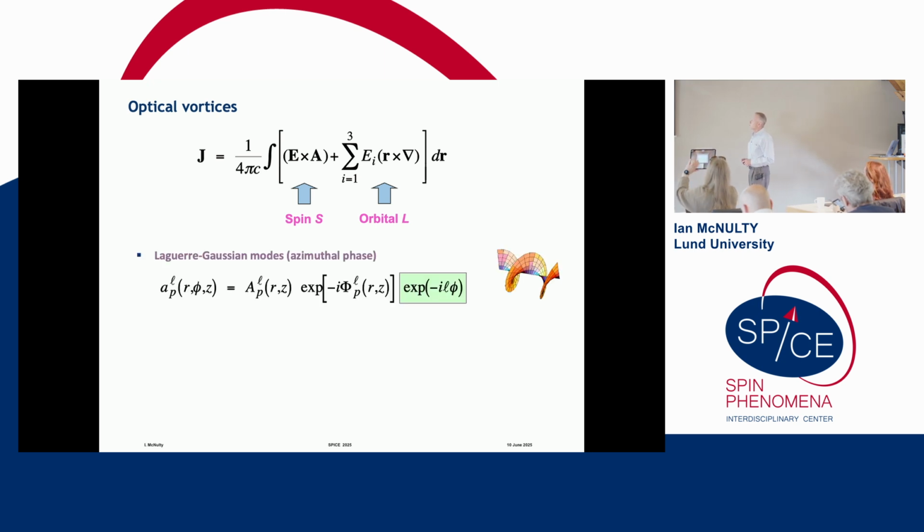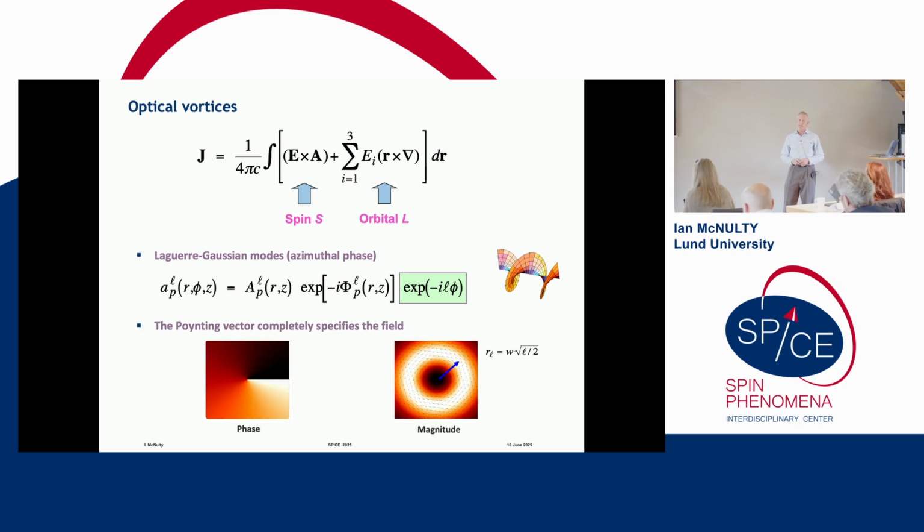So one of the natural solutions to the Helmholtz equation, the source-free wave equation, are these so-called Laguerre-Gaussian modes, which have a very characteristic azimuthal phase highlighted here, where in addition to this radial term and an amplitude term, this characteristic helical term defines this mode. The Poynting vector completely specifies the field. Here's the lowest order solution with the phase and the magnitude indicated. And a typical radius that goes to something like the square root of this azimuthal phase index, or mode index L, which is an integer.